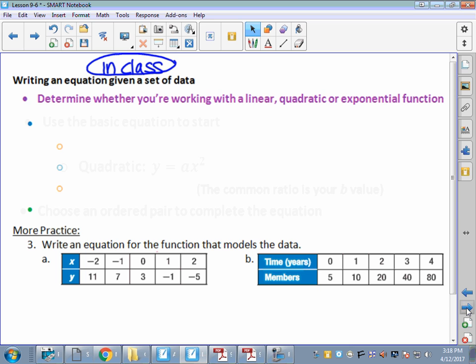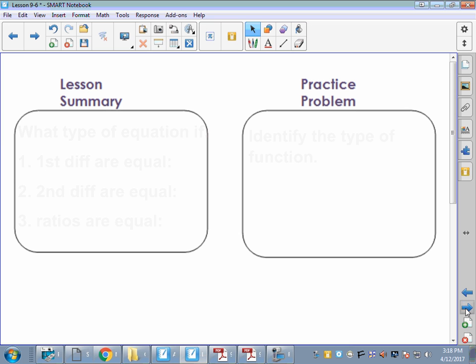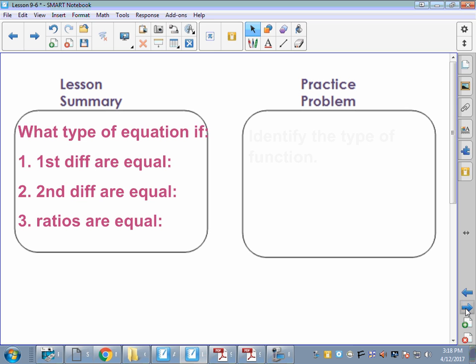So we'll do those, but hey, it wouldn't hurt to get a step ahead because I'm going to ask you to do this. Those three more practice, decide first if they're linear, quadratic, or exponential. Be ready with that, and then we can know for sure. So a couple examples. So lesson summary. Jot this down. Number one, if first differences are equal, what kind of equation is it? Fill in that blank. Number two, if the second differences are equal, what kind of equation is it? And number three, if the ratios are equal and one and two do not apply, what kind of equation is it?